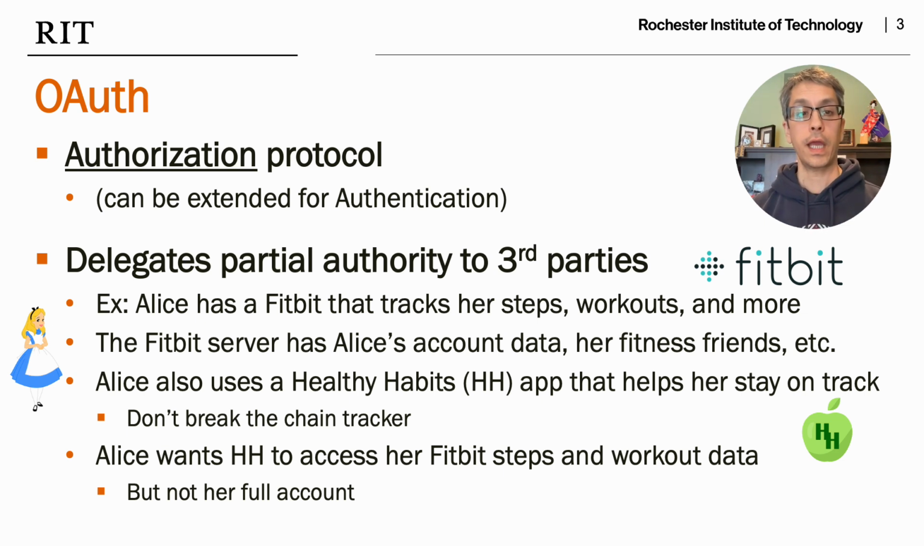And she wants Healthy Habits to be able to access her step count and maybe her workout data, right? But of course, she doesn't want it to have full access to her account. Doesn't want it to have her password, maybe her social data, right? There's certain aspects of the account that she wouldn't want it to have access to, and she doesn't want it to have any write access. It's only read access that she wants to give it. So that's the kind of authorization that we're looking to do with OAuth.